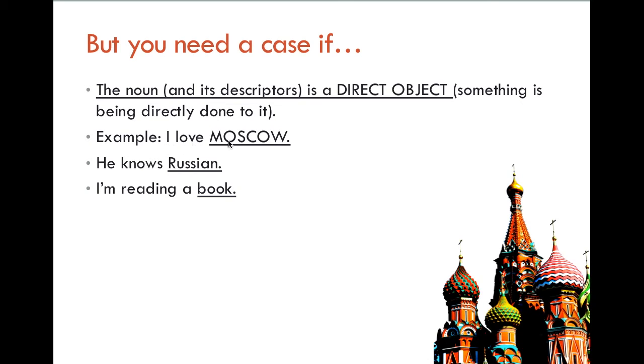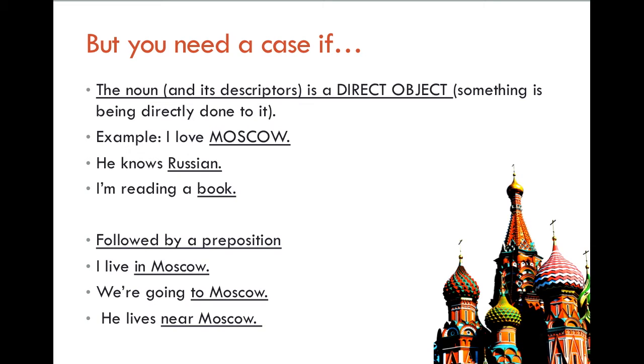Love, what do you love? Moscow, okay? He knows Russian. Russian is the direct object. Something's being done to it. It is being known by him, okay? How about this one? I'm reading a book. What's being done to the book? It's being read, and you're doing it, okay? So I is the subject of the sentence, which in Russian would be a nominative case. Reading is the verb, and what are you reading? A book, direct object. So in Russian, that would get a case. We're not talking about that case today, though. That's called the accusative case, and you'll find that in another video.